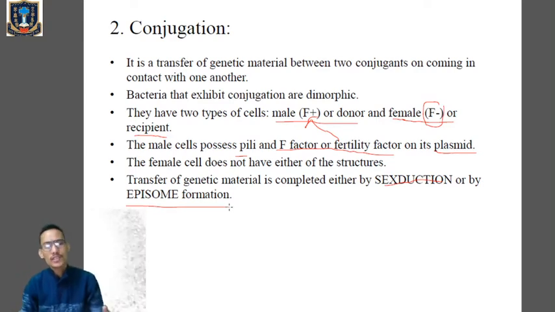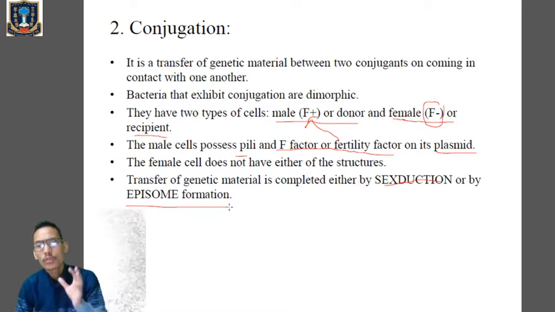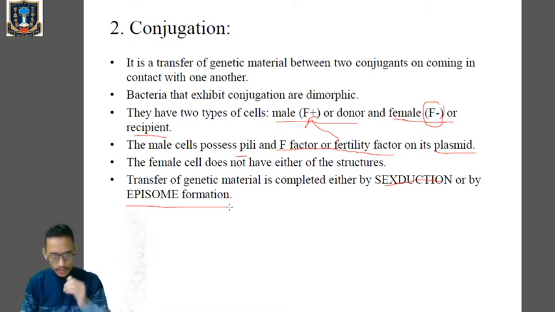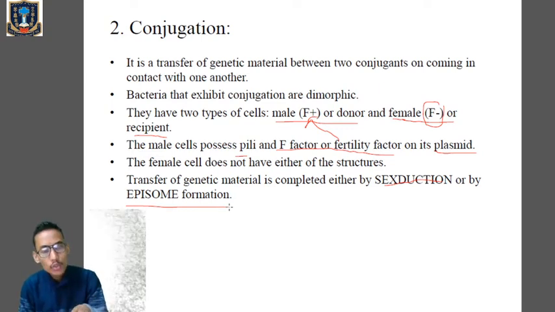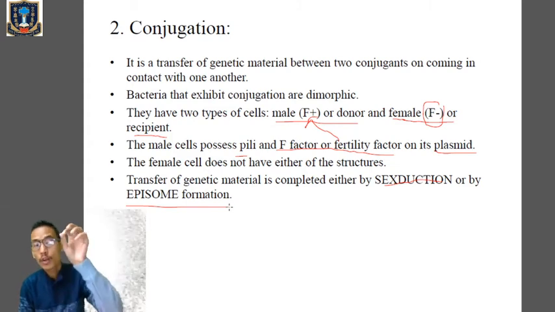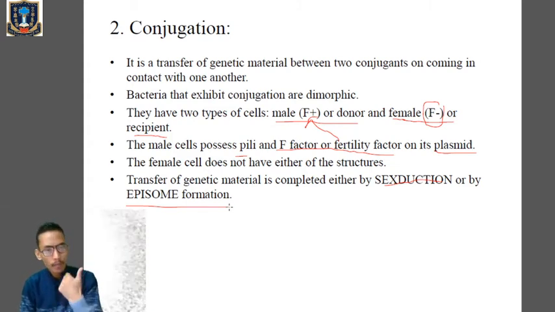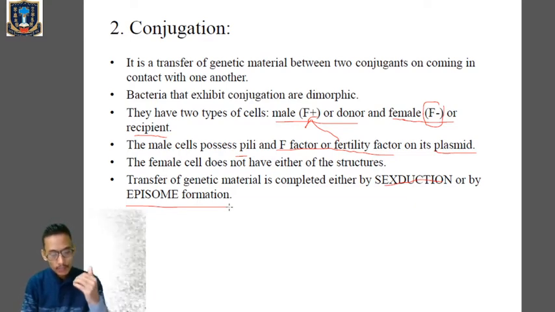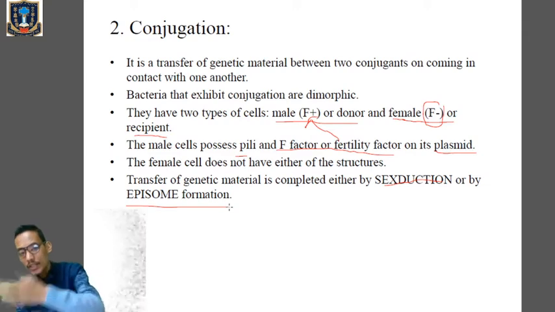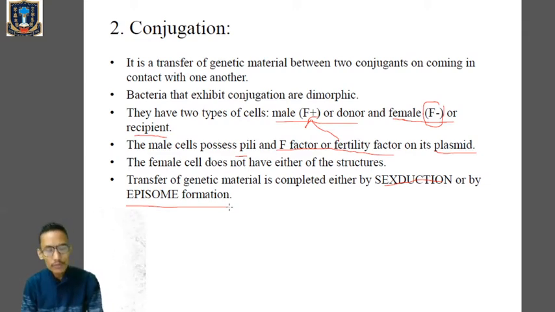Okay, so what is conjugation? It is the transfer of genetic material between the two conjugates on coming in contact with one another. And over here, kindly remember, those bacteria which exhibit conjugation are dimorphic. Di means two, morphic means form. So there are two forms, male and female. Male is also known as F plus or donor, and female as F minus or recipient. That means the male is donating the genetic material to the female. That's why the male is known as donor and the female as recipient.